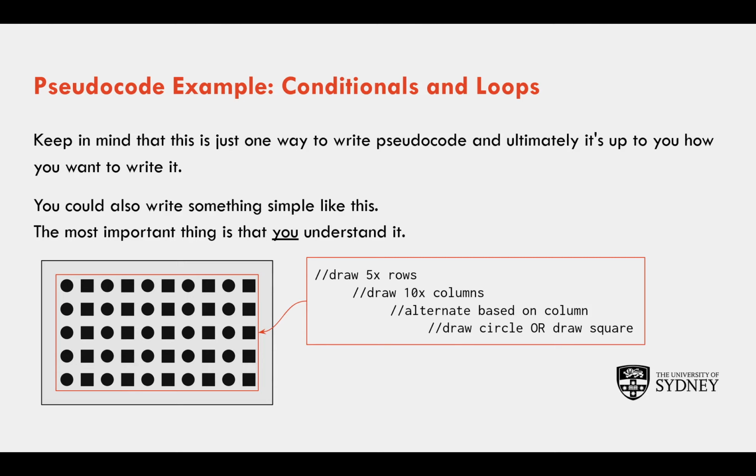So if you wanted to write it something like draw 5 rows, draw 10 columns, alternate based on column, draw circle or row, that would be a much simpler way to write this, and that's completely up to you. As long as you're the one that understands it, that's what's important.